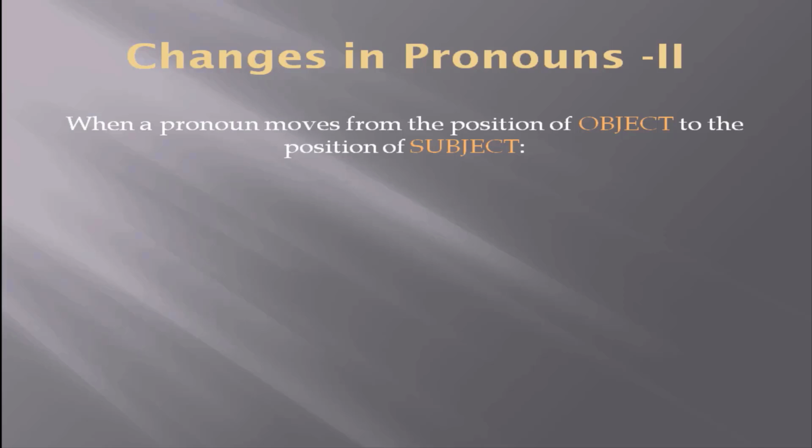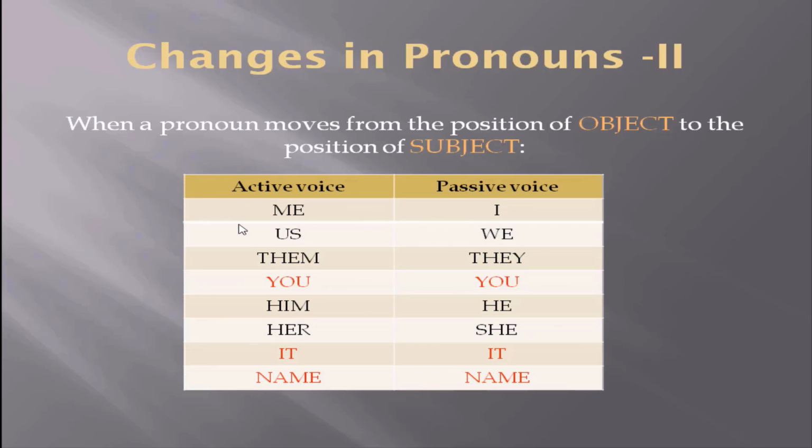When a pronoun moves from the position of object to the position of subject, following changes take place. Me changes into I, us into we, them into they, you will remain you. Him will change into he, her will change into she, it will remain it, and there will be no change in name. It will remain as it is.